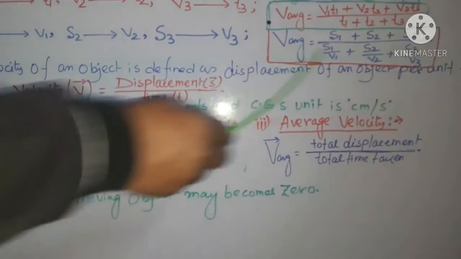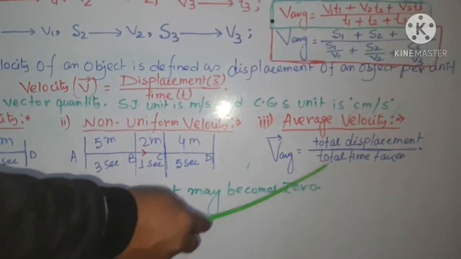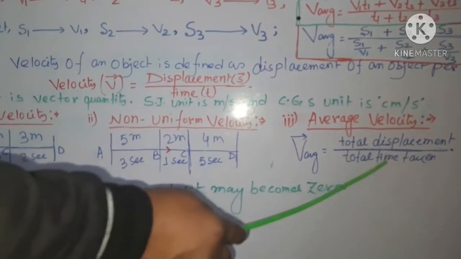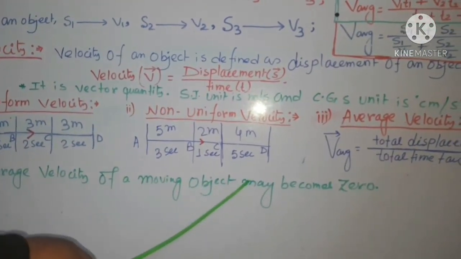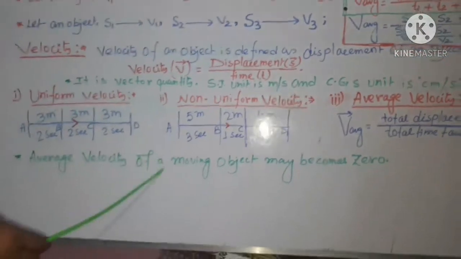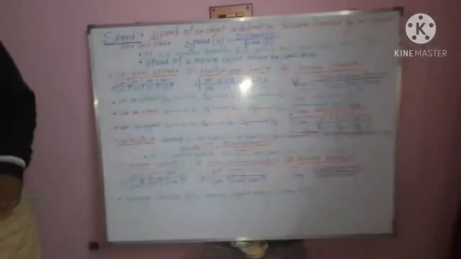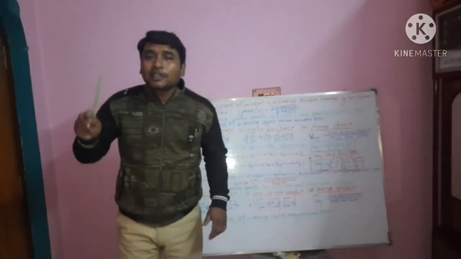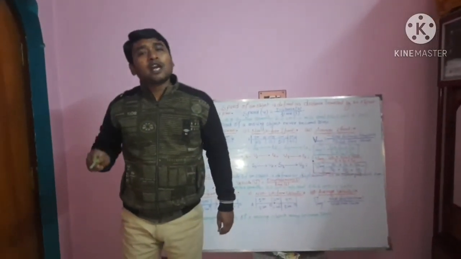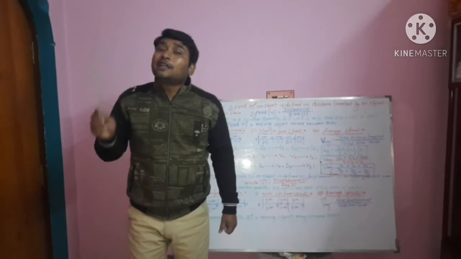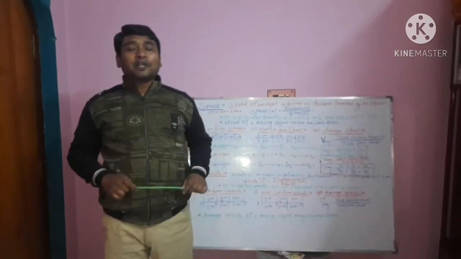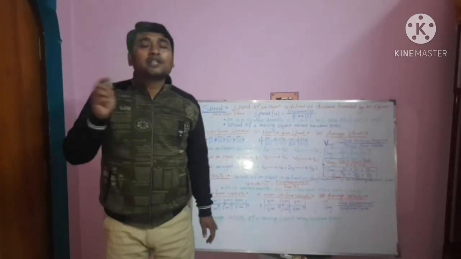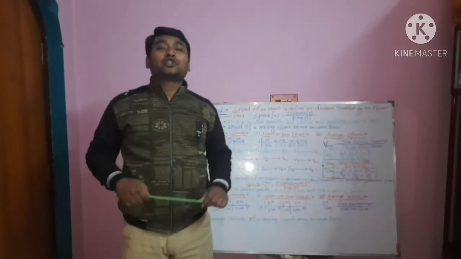So regarding this average velocity, one thing you have to remember that average velocity of a moving object may become 0. For example, suppose an object is moving in a circular path. For one complete rotation, we know that displacement of the object is 0. So as the displacement is 0, for one complete rotation you can say the average velocity of the object is also 0.